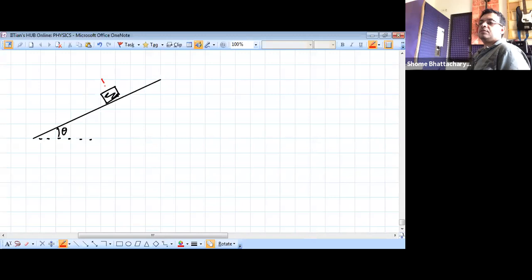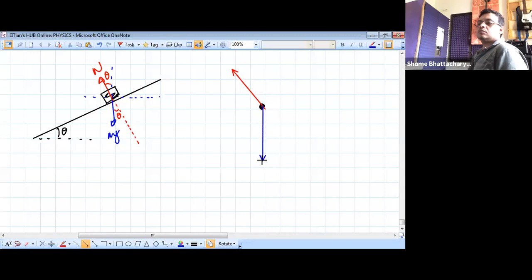The normal reaction that the inclined plane will apply will be along this direction, and along with that there will also be this angle, which will be theta. So, strictly showing it as a free body diagram, these are the forces.